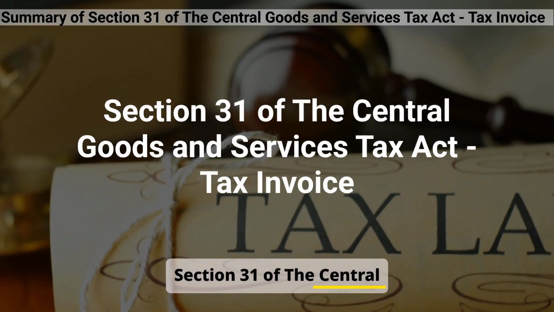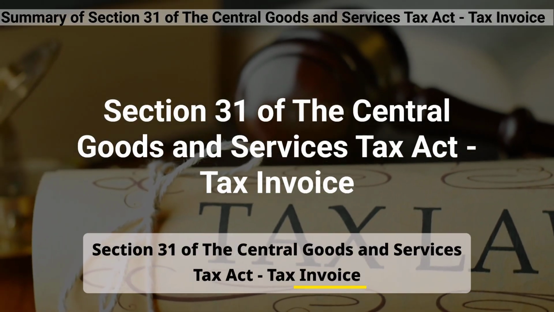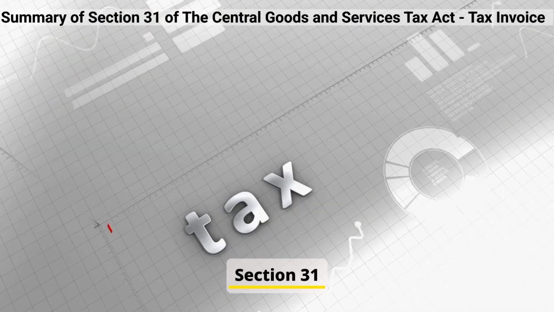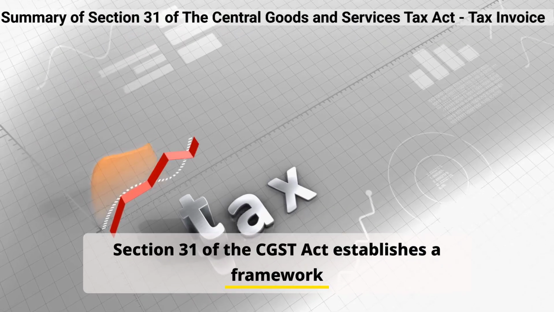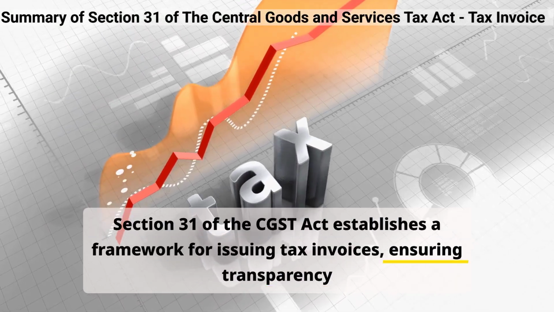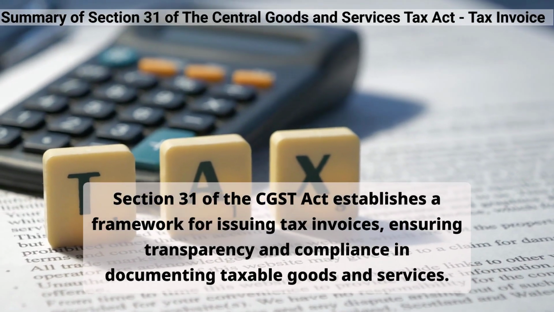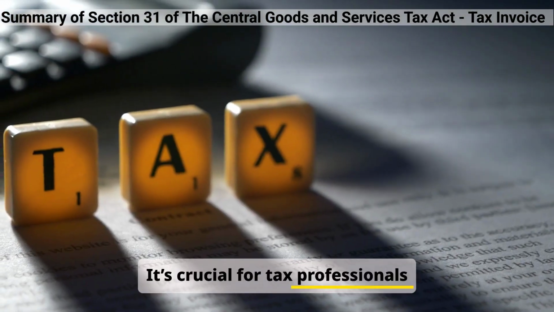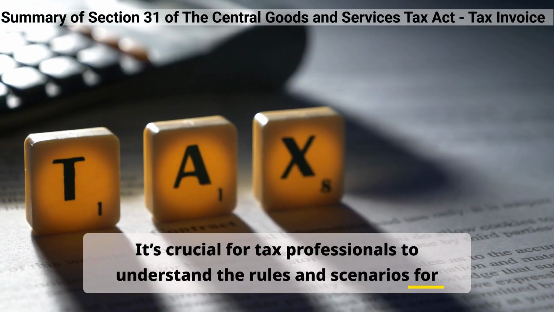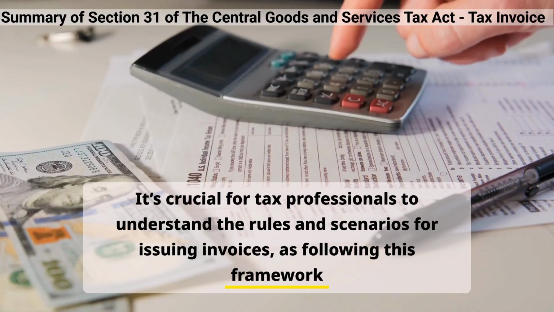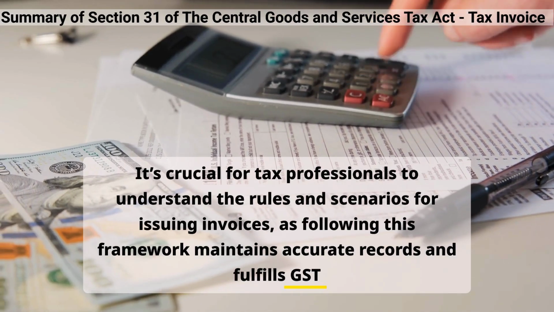Section 31 of the Central Goods and Services Tax Act, Tax Invoice. Section 31 of the CGST Act establishes a framework for issuing tax invoices, ensuring transparency and compliance in documenting taxable goods and services. It's crucial for tax professionals to understand the rules and scenarios for issuing invoices, as following this framework maintains accurate records and fulfills GST obligations.